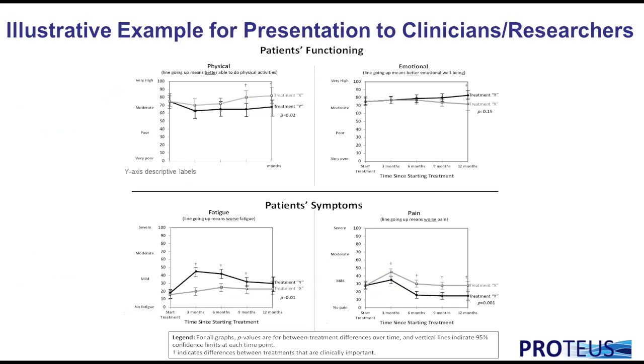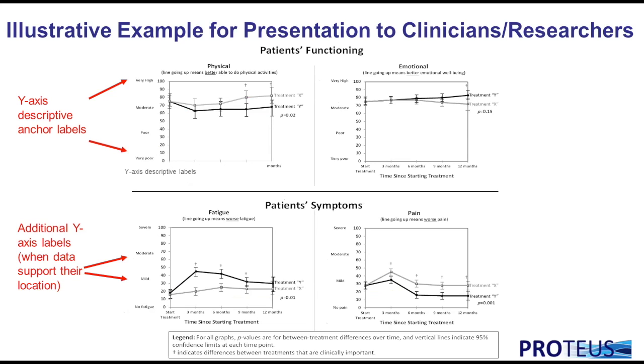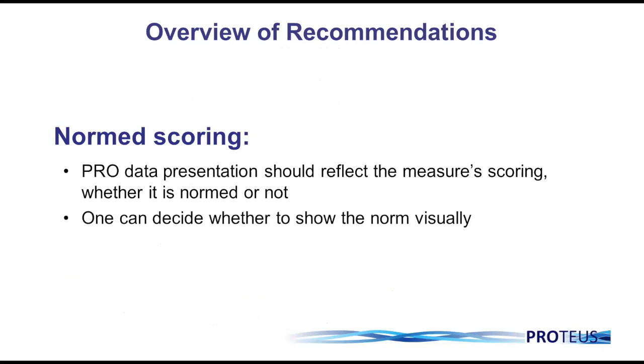This is the clinician and researcher example illustration. The same considerations regarding the y-axis labels apply, with potentially greater knowledge and ability to include the anchor labels compared to the middle labels. The next recommendations address normed scoring.